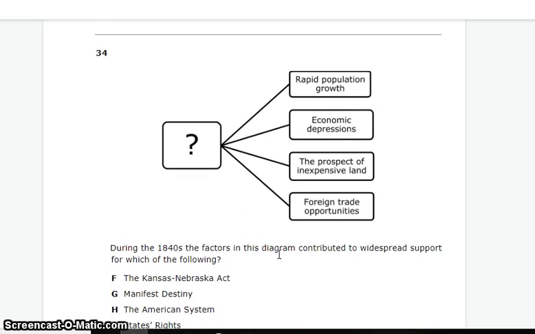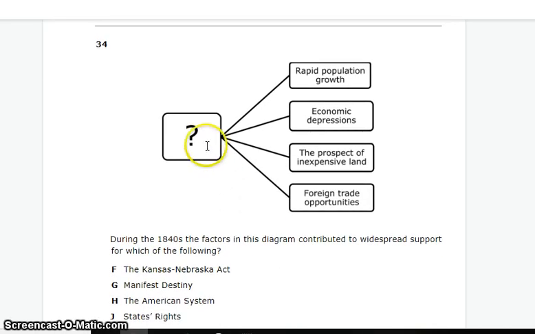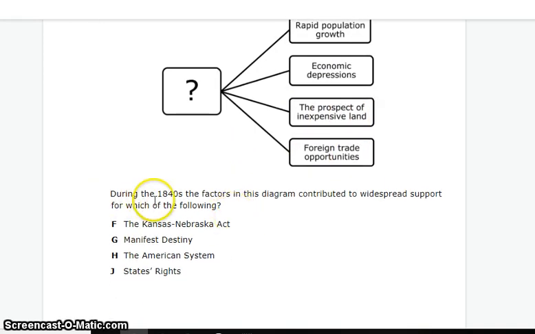34. Question mark. Rapid population growth, economic depressions, the prospect of inexpensive land, foreign trade opportunities. During the 1840s, the factors in this diagram contributed to widespread support for which of the following? Kansas-Nebraska Act, Manifest Destiny, the American System, or states' rights.